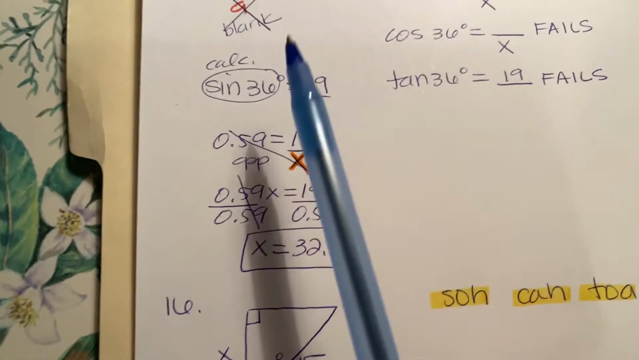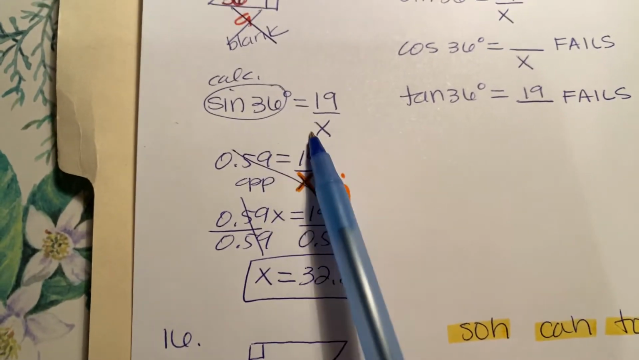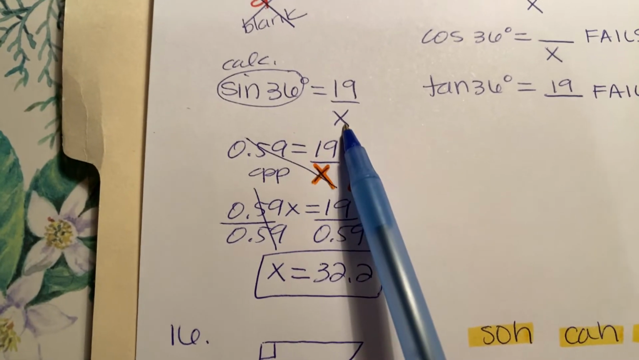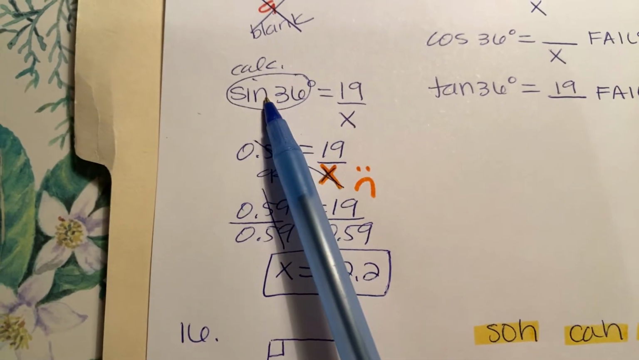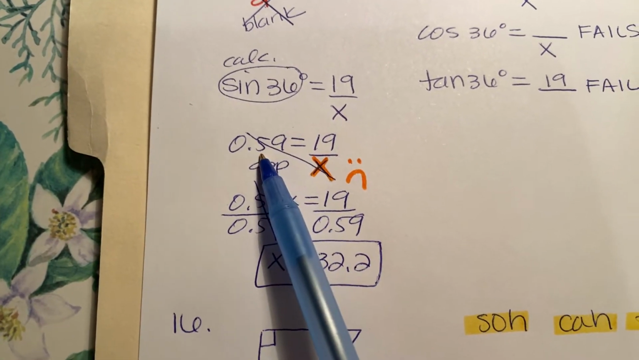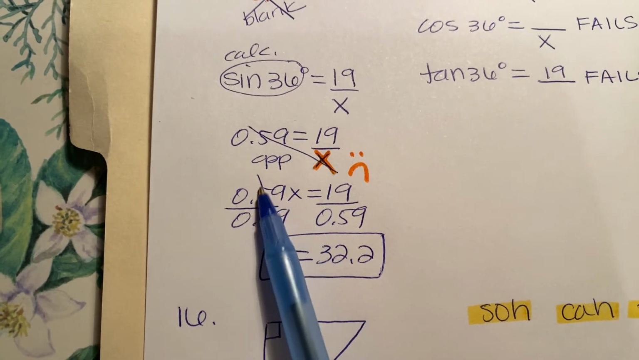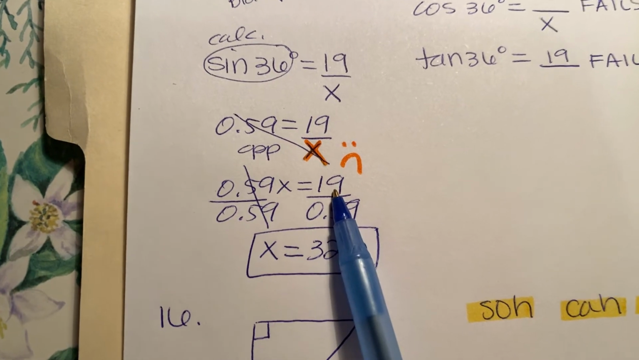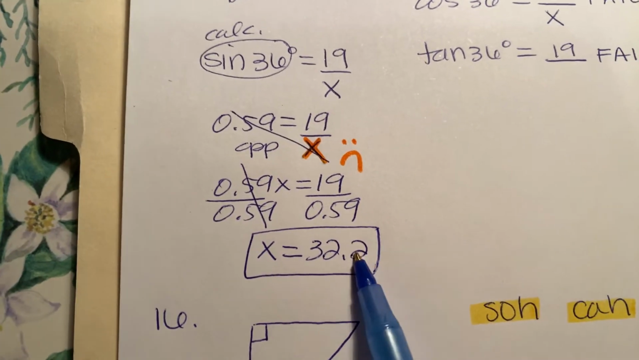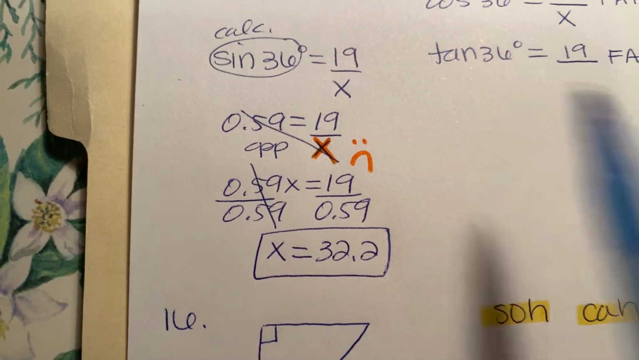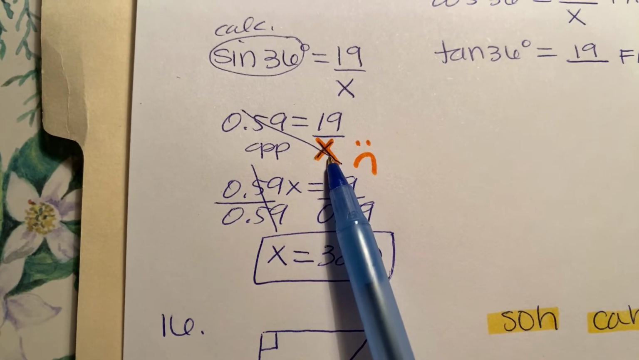Okay, so once you set this up, it becomes algebraic, like inverse operations on how you solve for the variable. So I put sine of 36 in the calculator, and I got 59 hundredths. Then I used the cross product property to multiply, and then I inverse operated the 59 hundredths, right? Which means you divided, and I got 32.2. Remember, you never want your variable on the bottom.